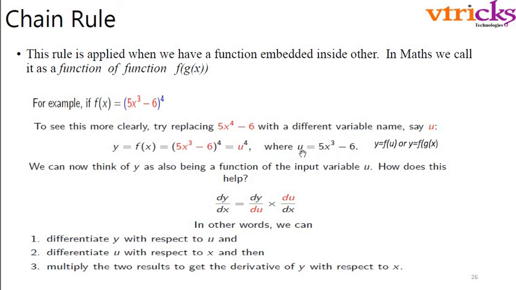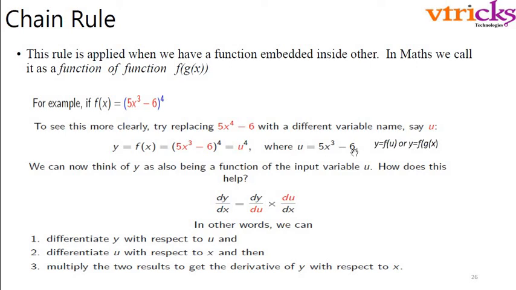So I can always differentiate du by dx. Now I can combine these two. I can write dy by du into du by dx. And you see this du and du, we don't say we cancel it, but they can be considered as a sort of cancellation, and you will get dy by dx.